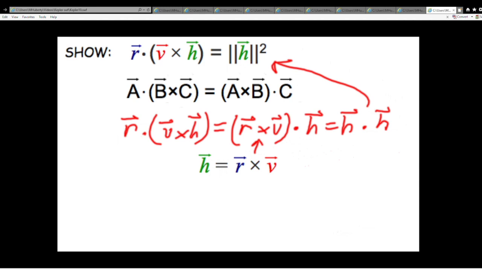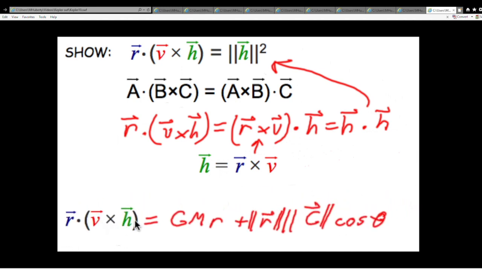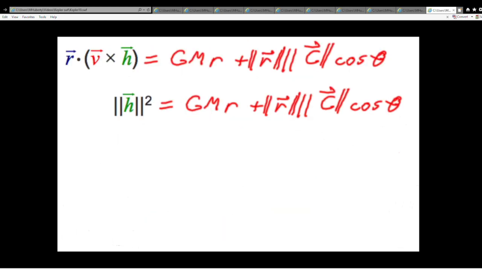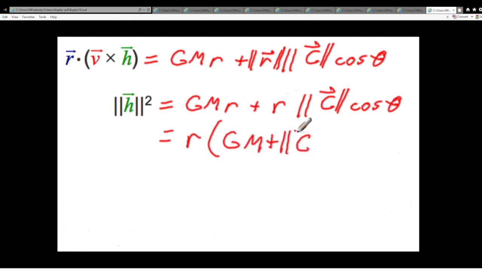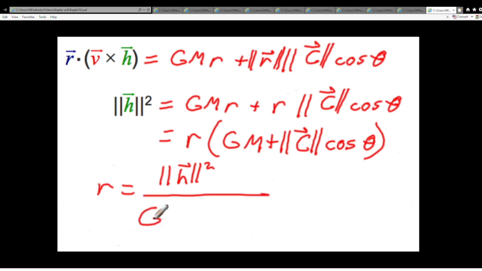Okay. So now, we've got this form here, but we also came up with earlier this version of r dot v cross h. So that means all of this stuff is also equal to the magnitude of h squared. So we've got h squared equals this stuff. In fact, let me replace the magnitude of vector r with r, right? Both these terms have r in them, so we'll factor this r out, and we're left with gm plus the magnitude of that constant vector c times the cosine of theta. And that's equal to magnitude of h squared. So solving this for r, r is going to be the magnitude of vector h squared over g times m plus the magnitude of vector c times the cosine of theta.